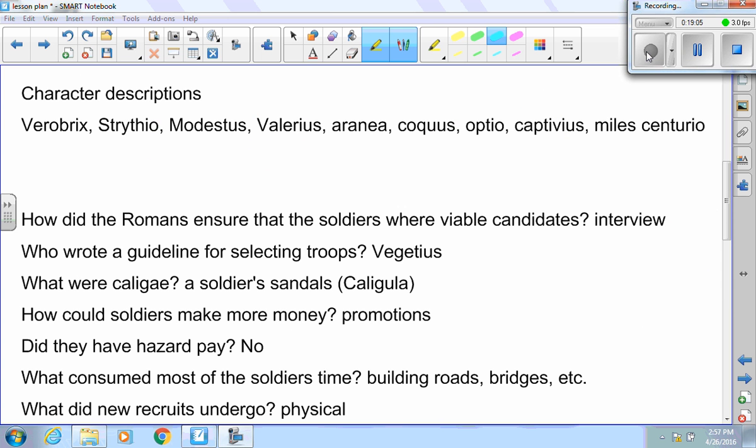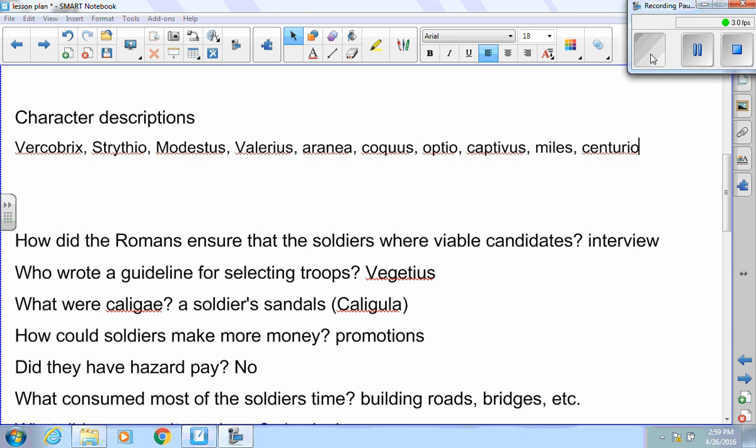Your character descriptions are going to include Versabrix, Strythio, Modestus, Valerius, Aranea, Coquus, Optio, Captivus, Miles, Centurio. So what did each of these characters do within the stories that we read? So remembering what they did, Versabrix, of course, is the son of the prince of the Decian glory. Strythio, of course, Modestus and Strythio. Strythio is waiting for Modestus to bring him food, and Strythio, of course, doesn't get any food, and Modestus, well, he gets a lot of the food since he ate all of it.